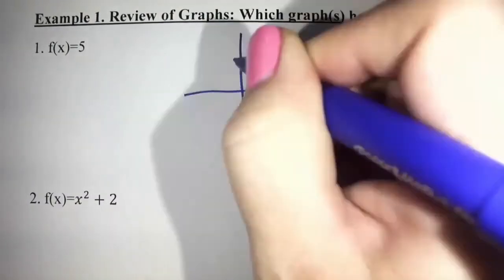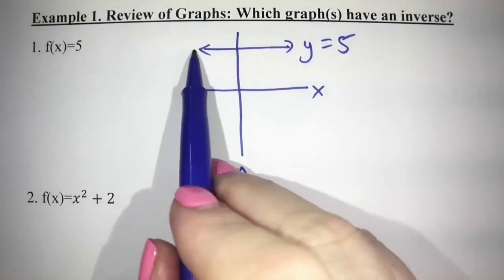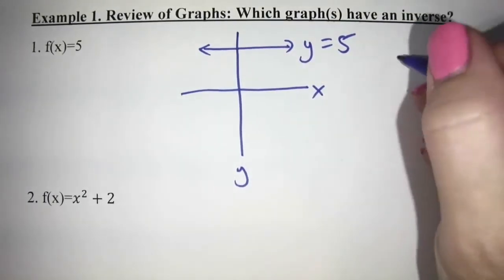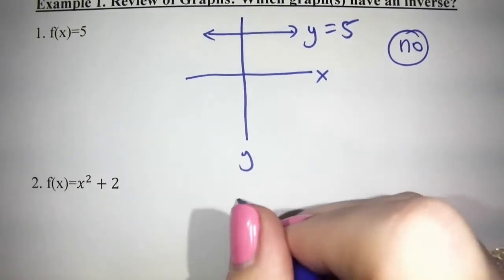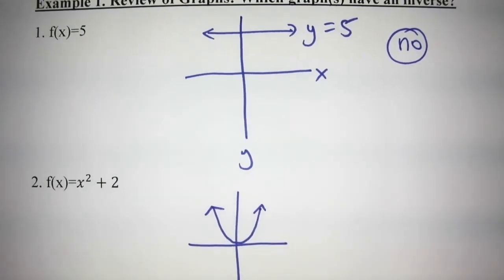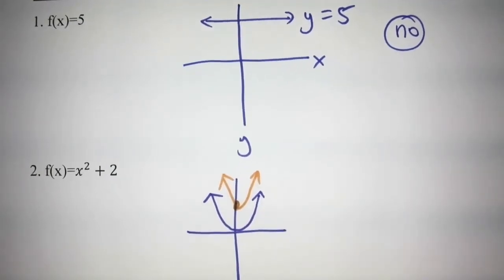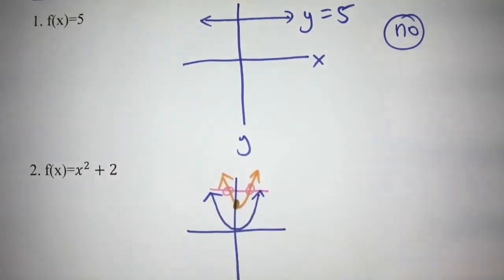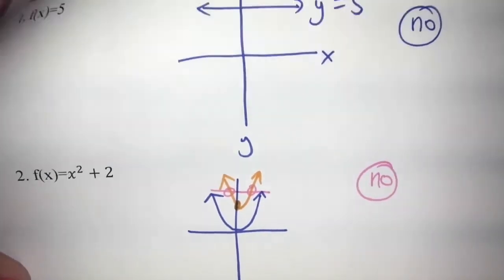So look at f of x equals 5. If we look at a quick sketch of that, it's a line, right? Y equals 5, straight across. And if we draw a horizontal line there, it touches it everywhere. So that one is no, it does not have an inverse. Y equals x squared plus 2 is your parabola y equals x squared moved upwards 2. So it looks like this, moved up 2. And there's our vertex. And now again, the question is, does every horizontal line only touch the graph once? Well, if I draw a line there, it touches the graph twice. So then this is no, it does not have an inverse.